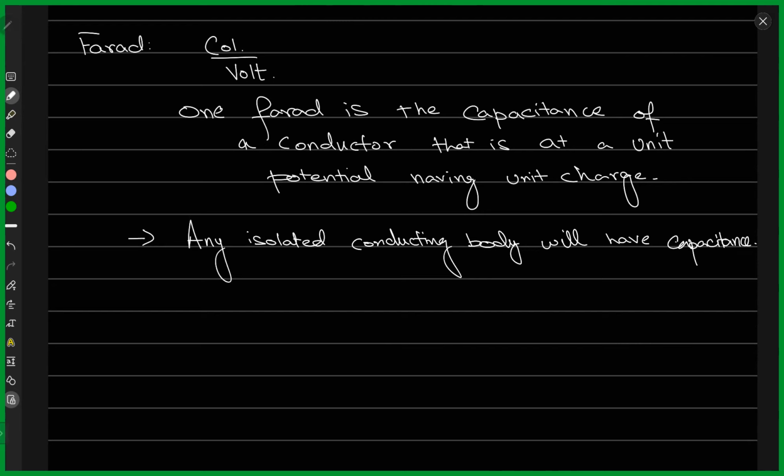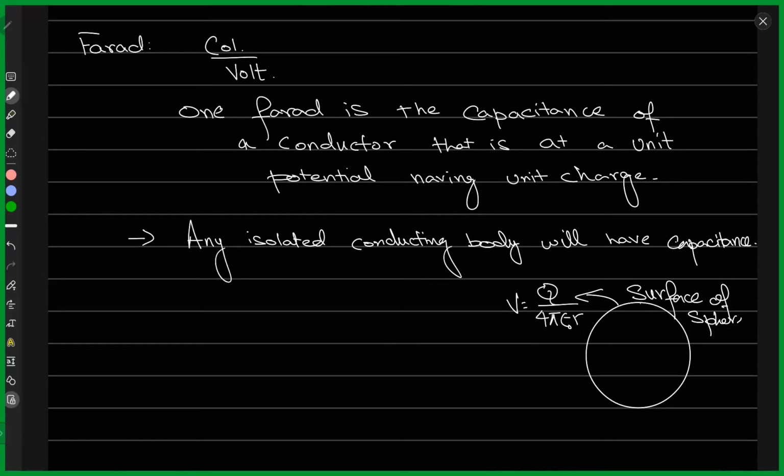So what that means to say is that any isolated conducting body is a capacitor, right? Now, from just basic AS physics, when you study electricity in AS, we define the potential at the surface of a sphere, right? So the potential at this surface is worked out to be the charge divided by 4 pi epsilon naught times r, right? And this is the potential on the surface of the spherical body.